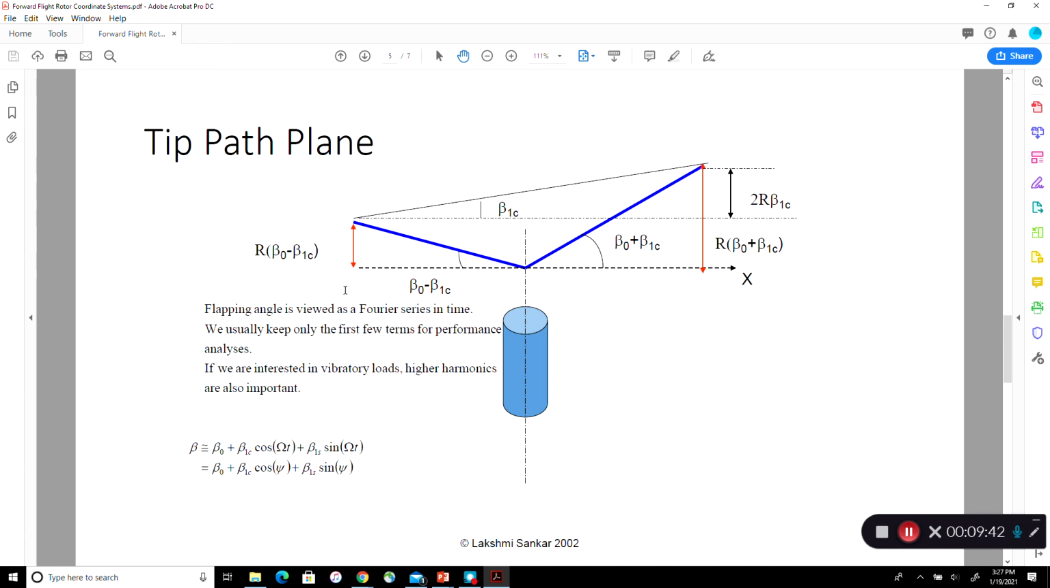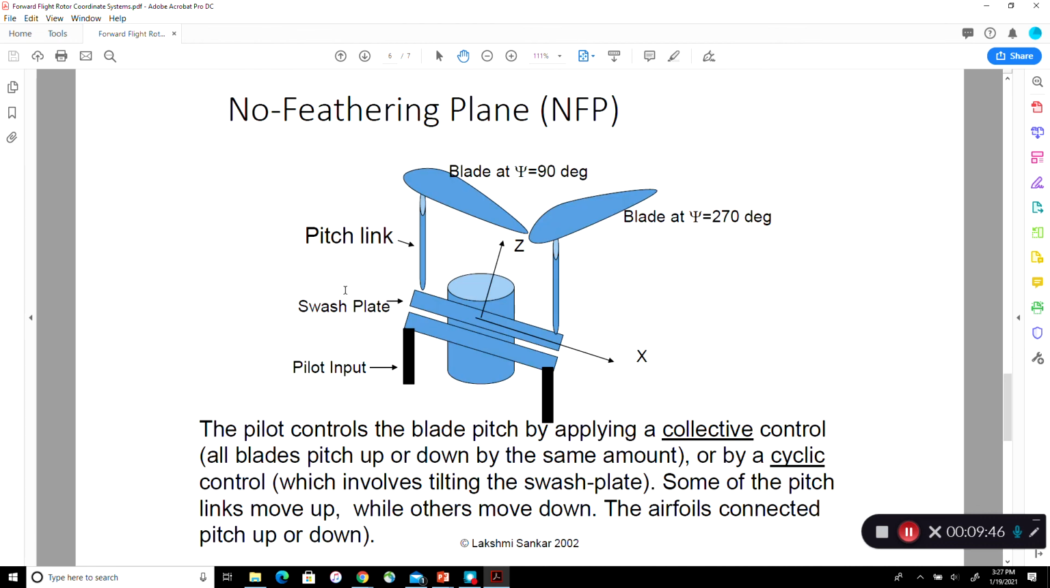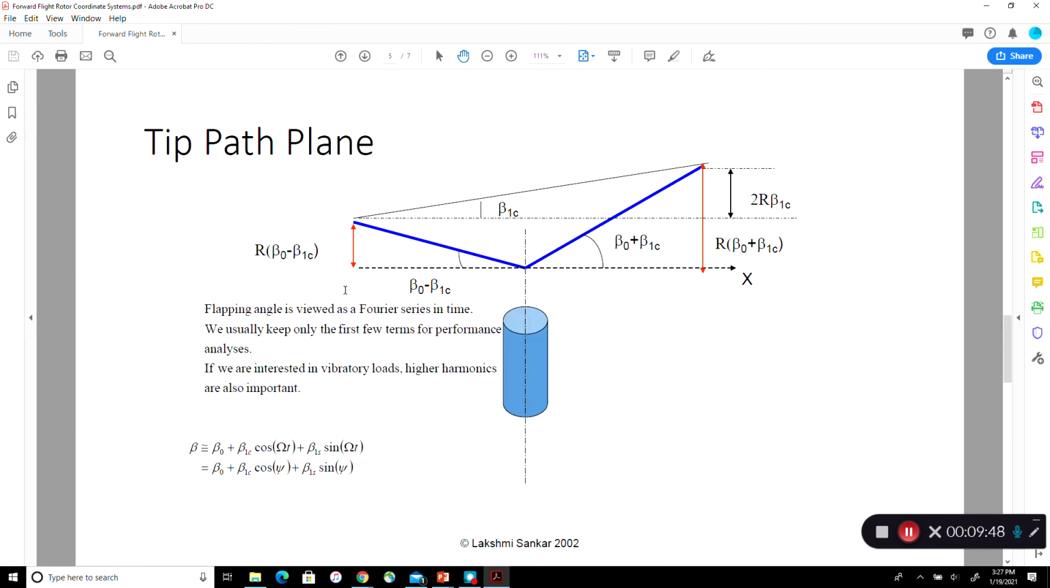What happens if you look at it from behind the pilot, behind the helicopter? You'll get a similar expression, you'll find it is a beta 1s, because the blade is flat. In that direction, it will be beta naught plus beta 1s to the pilot's right, beta naught minus beta 1s to the pilot's left. So the tip path plane will have an angle of beta 1s from the left compared to the right.